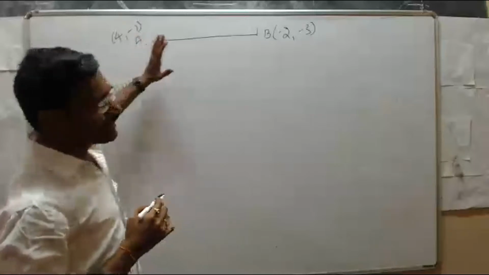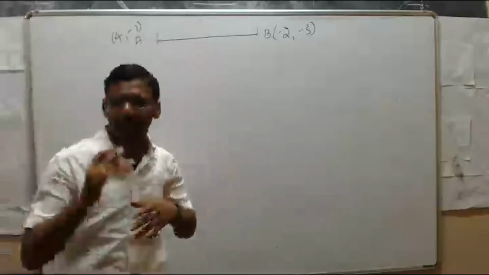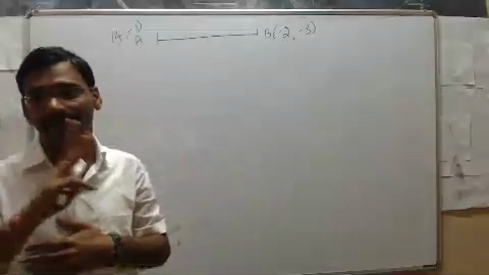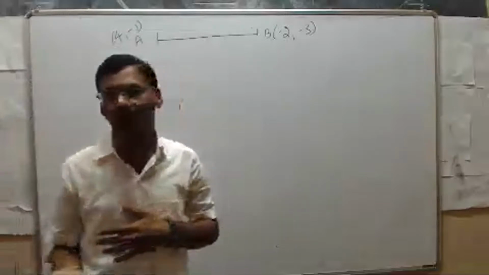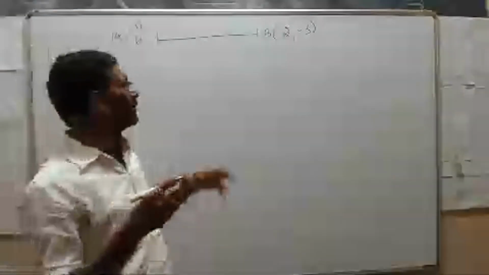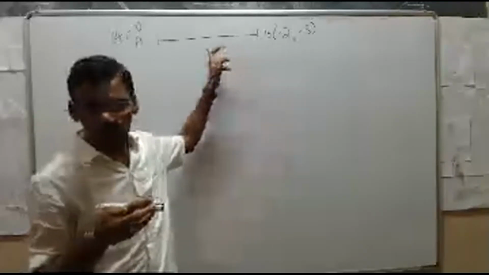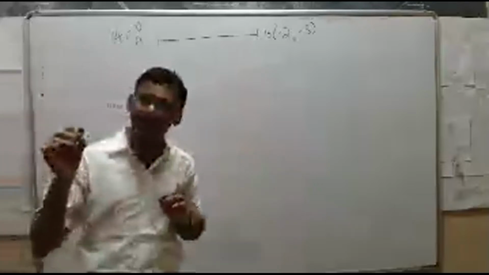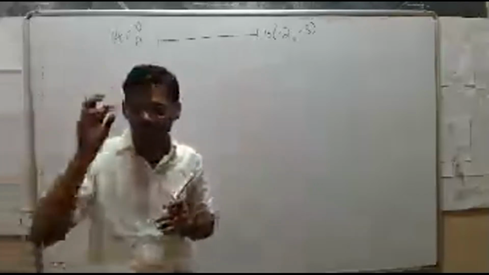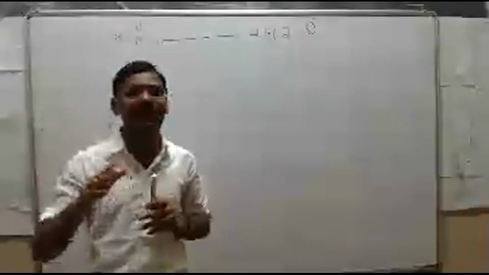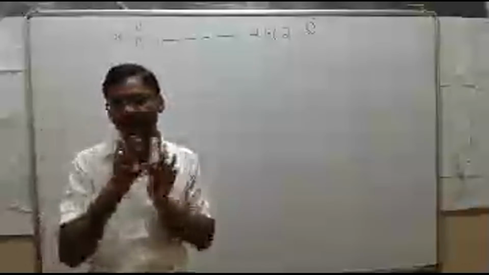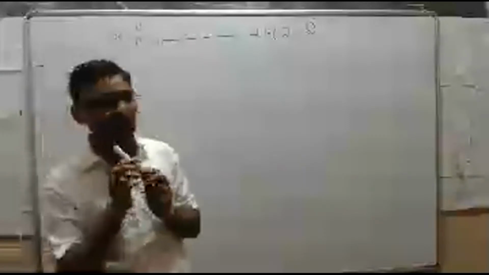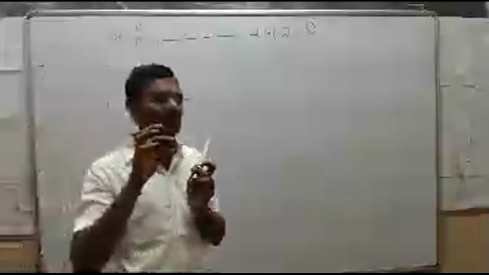Here, we have to find the coordinates of the points. Those points will make the line segment AB into how many parts? 3 parts. Then the AB line segment becomes trisection, 3 parts, after plotting some points on the line segment. To make the AB line segment into 3 sections, we have to plot how many points? 2 points.